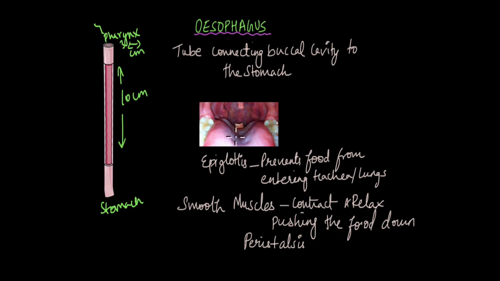Now, there is a structure known as the epiglottis at the base of the pharynx here. This is a leaf-shaped structure. That's very important because it prevents the food from entering the trachea. So, at the pharynx, you have 2 tubes. One tube is the esophagus that goes to the stomach, and the other is the trachea that goes to the lungs. So what happens is that the epiglottis makes sure that the food goes only into the esophagus and not into the lungs.